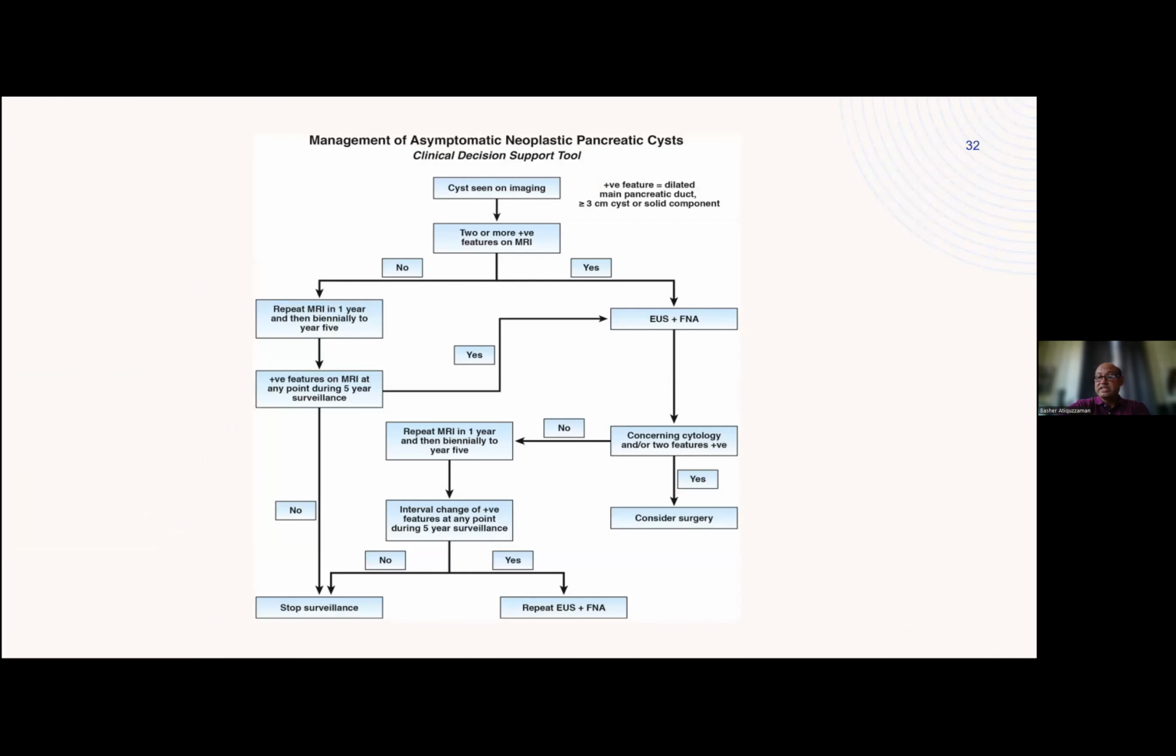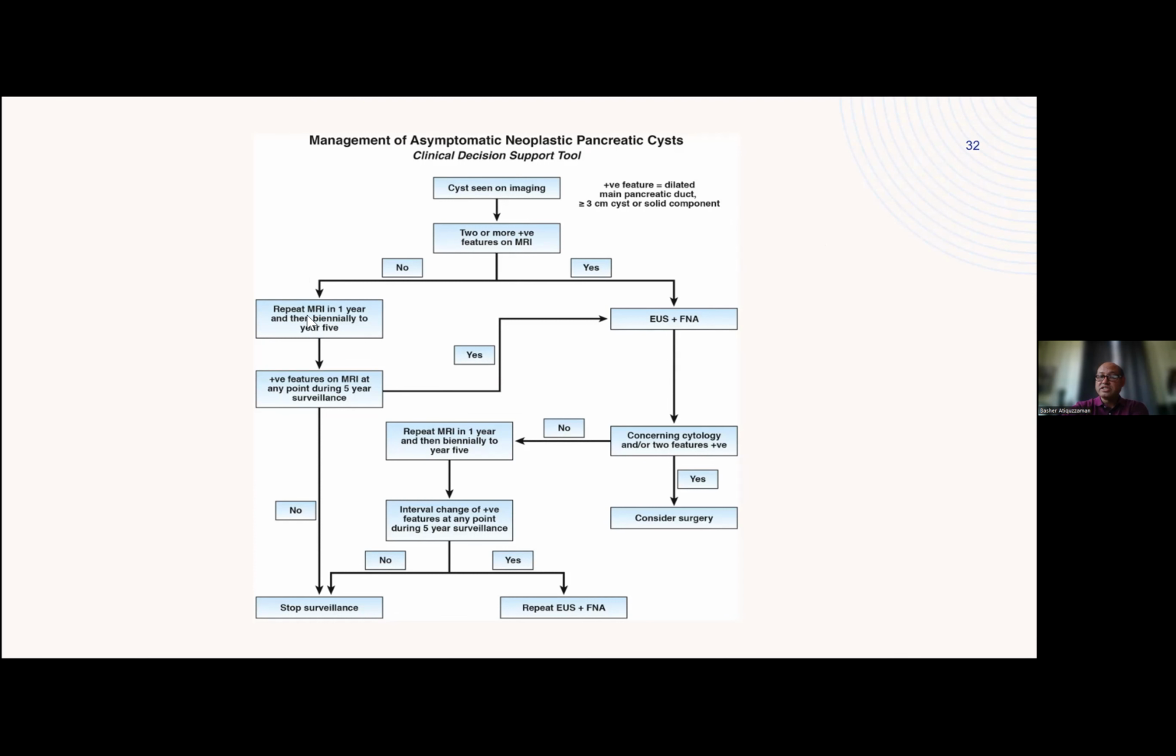And at the end, this is the diagram we all need to know. I'm pretty sure you all know it. It was published in our red journal, Gastroenterology. If you see a cyst in the imaging, you look for positive features. What are the positive features? Dilated main pancreatic duct, a cyst more than or equivalent to 3 centimeters, or any solid component. If two of them are positive, then you should send those patients for EUS with FNA.